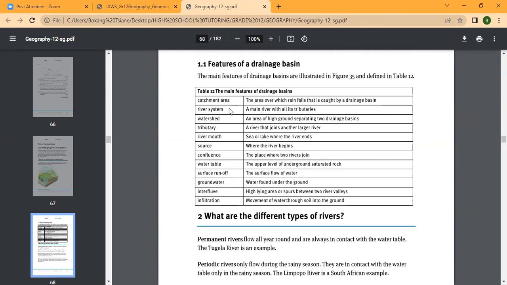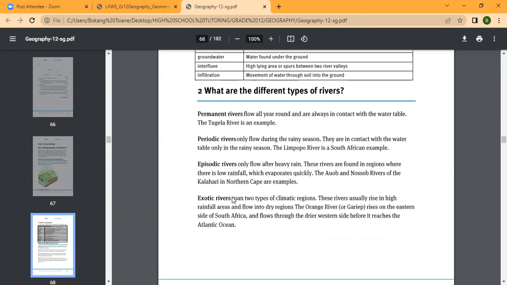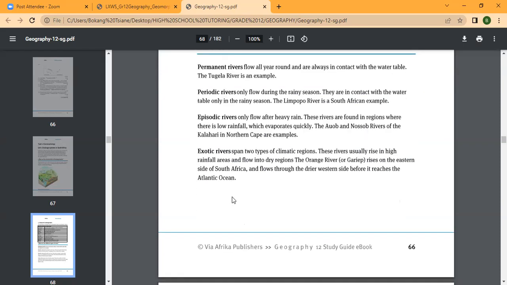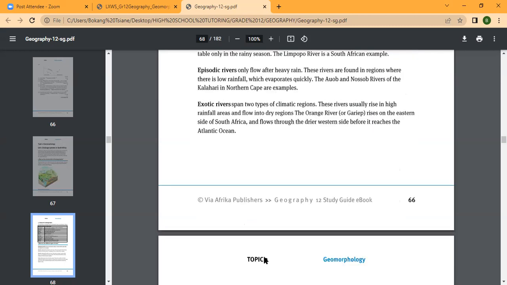So we have a catchment area, we have a river system, we have a watershed, a tributary, a river mouth, the source, confluence, and so on. And then we have types of rivers. We have permanent rivers, those are the rivers that flow all year, periodic, episodic, and exotic rivers. I take it that you have been exposed to these terms of different rivers.